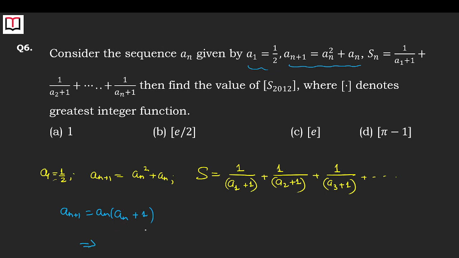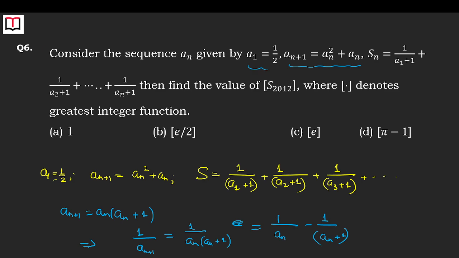Then take the reciprocal: 1 by a(n+1) is equal to 1 by a(n) into (a(n) plus 1). Now you can rewrite this as 1 by a(n) minus 1 by (a(n) plus 1). So I can write 1 by a(n) plus 1 as 1 by a(n) minus 1 by a(n+1), or this minus this. Of course, there's nothing in this term which can take you to the negative, so the term is going to be positive in that case.